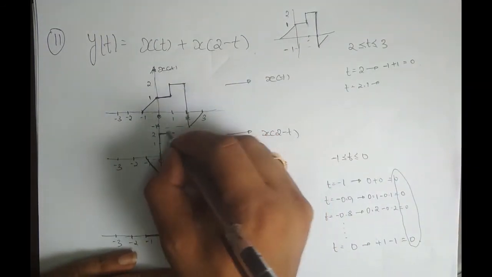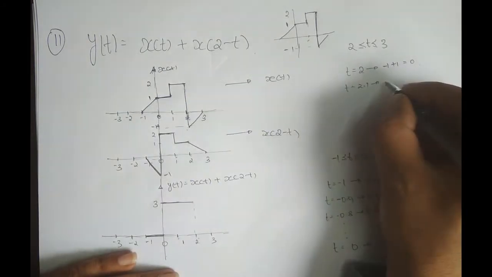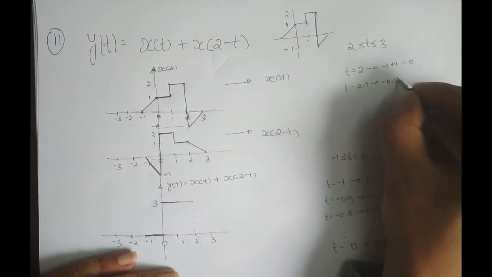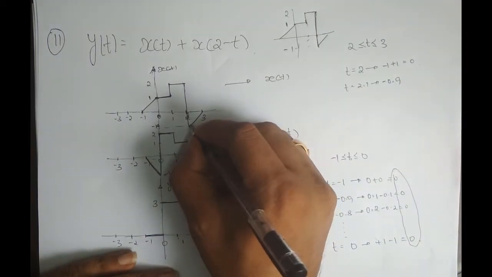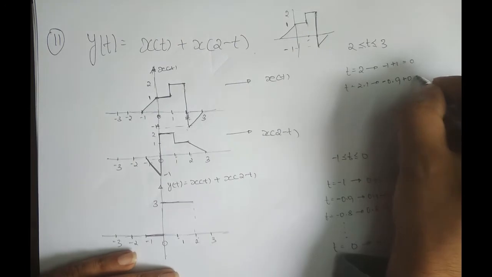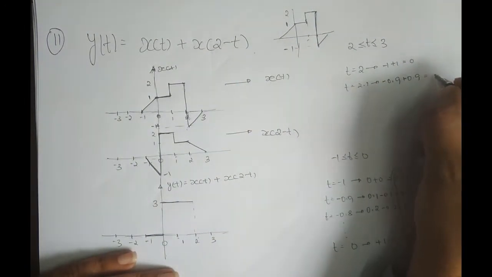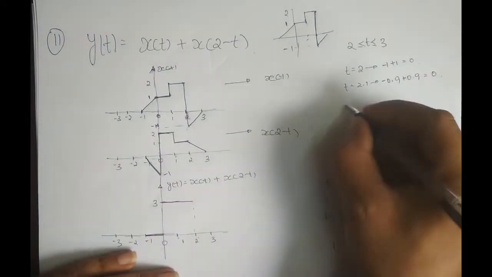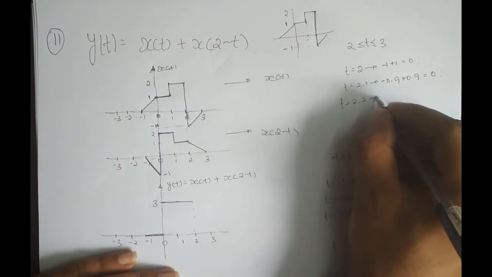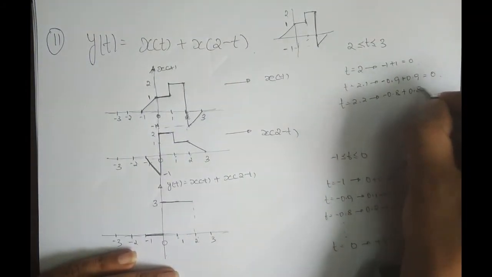Now at t is equal to 2.1, what's the amplitude of the first signal? It is from minus 1, going back to the positive side, so I take it as minus 0.9. What's the amplitude of the second signal? Plus 0.9, because it is falling from amplitude 1. So plus 0.9 minus 0.9 cancels out. I get 0. Similarly, at t is equal to 2.2, the amplitude of the first signal is minus 0.8, and the amplitude of the second signal is plus 0.8. So it cancels out. I get 0.